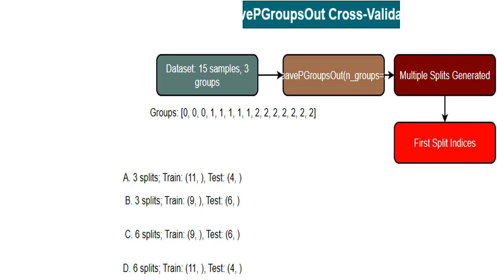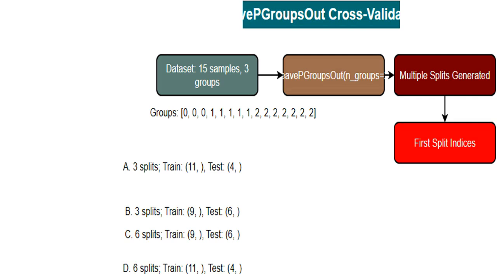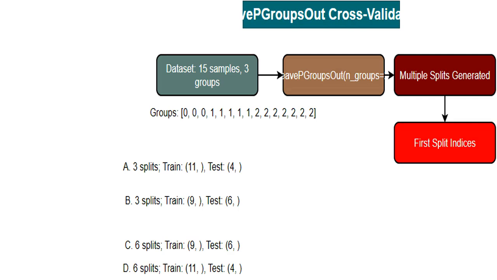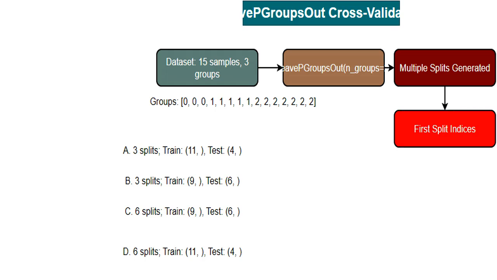This option suggests 3 splits, with 1 split having 11 samples for training and 4 for testing. Let's see if this matches my calculations. This option also proposes 3 splits, but with 9 training samples and 6 testing samples in one of the splits. This is another possibility to consider. Here, we have 6 splits, and one of them has 9 training and 6 testing samples. Interesting. The final option suggests 6 splits, with 1 split showing 11 training and 4 testing samples. Let's check which is correct.